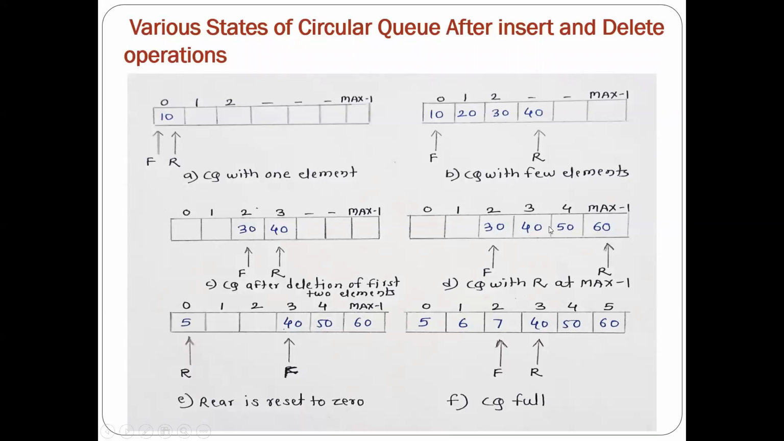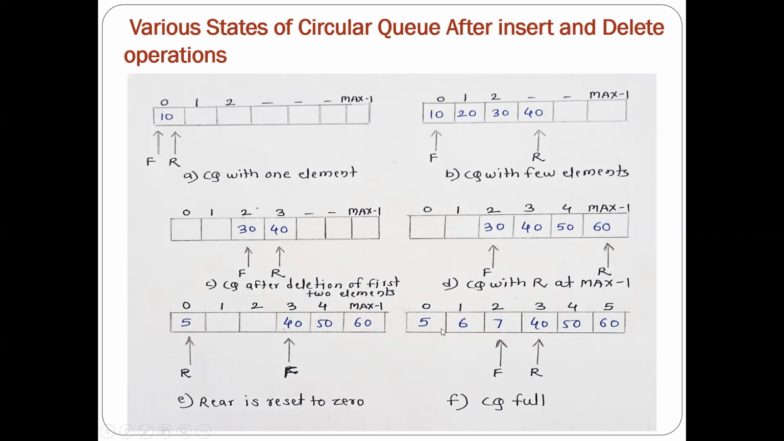Now here, if you are able to see in case D, my rear is at the last position and my front is actually at the second index, that means at the third position. After this, if I want to do a new insertion, then in case E, from this last position, my rear is shifted to the 0th position. This is actually the circular queue. In case of the linear queue, we have seen that if the rear is at the last position, we are not able to do the insertion in the first place. But here, in case of the circular queue, we have shifted the rear from the last to the 0th position, and I have done the new insertion like the 5 here.